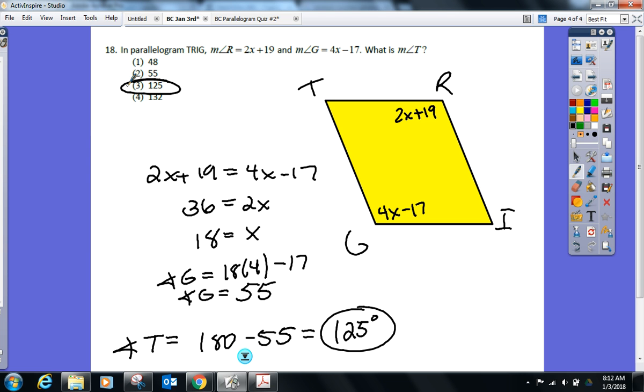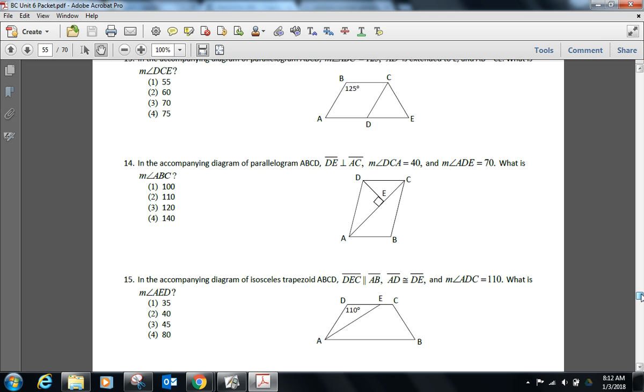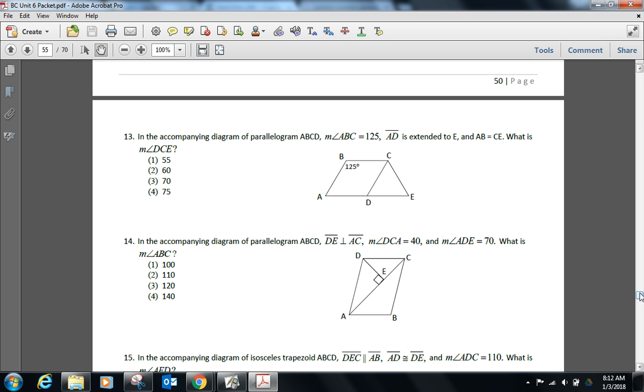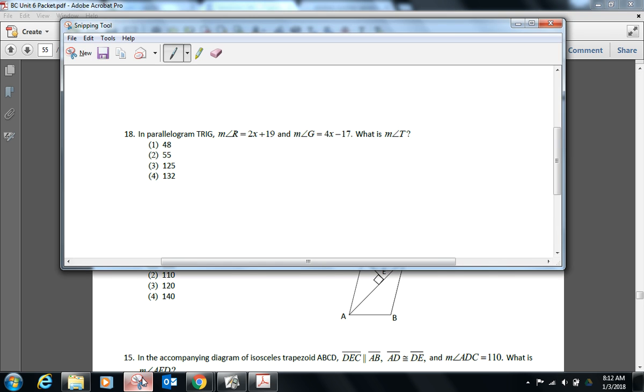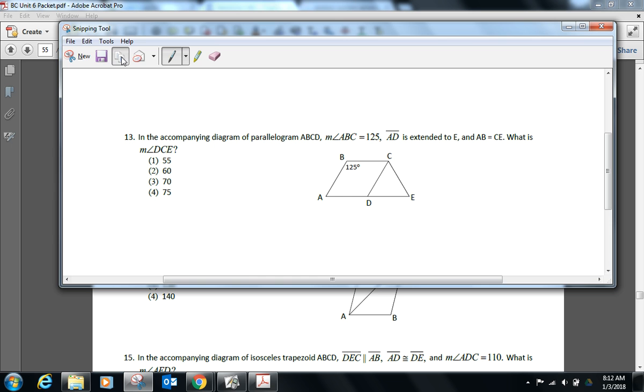Here we go. Who's got 18? Let's go. 1 through 27. Go. 13. Ooh, all right. Kid's doing a little parallelogram. Looks like a trapezoid. Let's find out what's going on here.